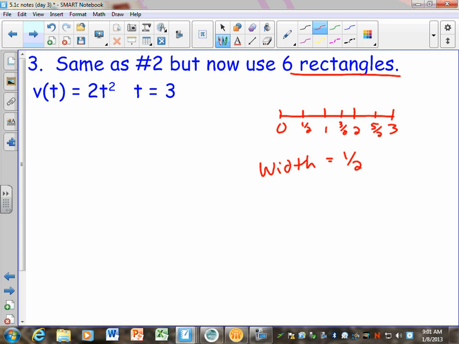The length is going to be different for each one, but I'm going to use my midpoints here. Could I go through and figure out what the midpoint of each one of these are? Oh man, look at this good fraction work here. What would be the midpoint between 0 and 1/2? 1/4, 3/4, 5/4. I totally don't have any room here. I'm going to write this one above here. 7/4, 9/4, and 11/4.